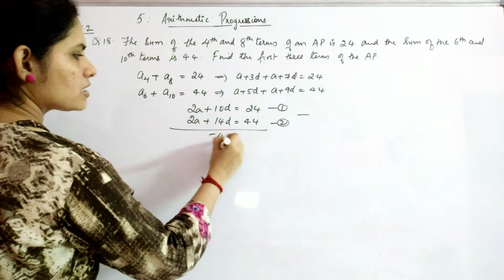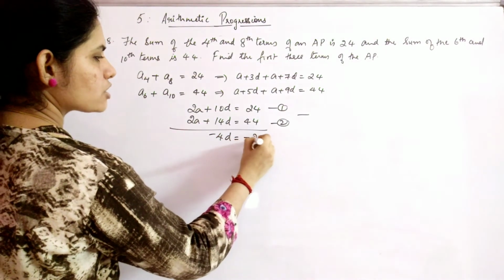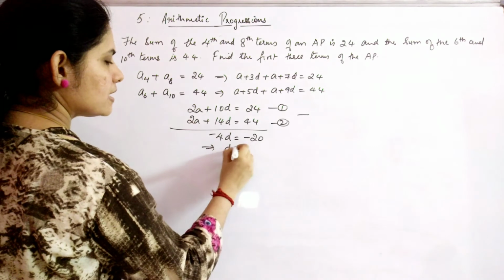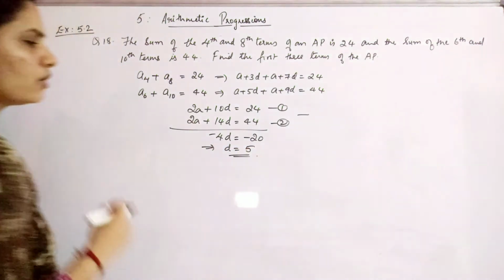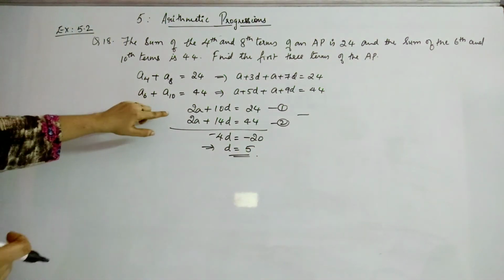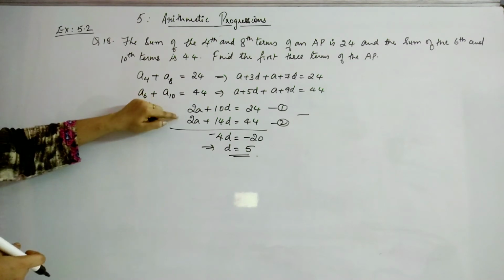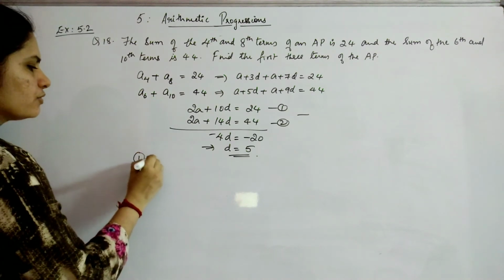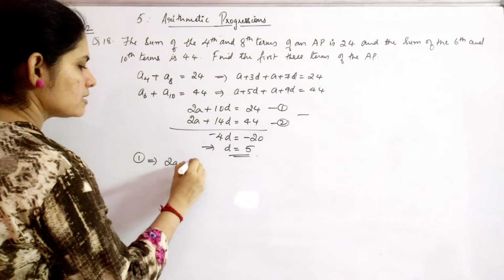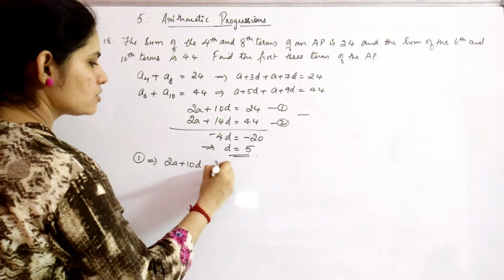This will become minus 4D is equal to minus 20, or you can say D is equal to 5. So you got the common difference. Now you have to find out what A is equal to. You can use any of the equations. Suppose I am using the first one, 2A plus 10D is equal to 24.